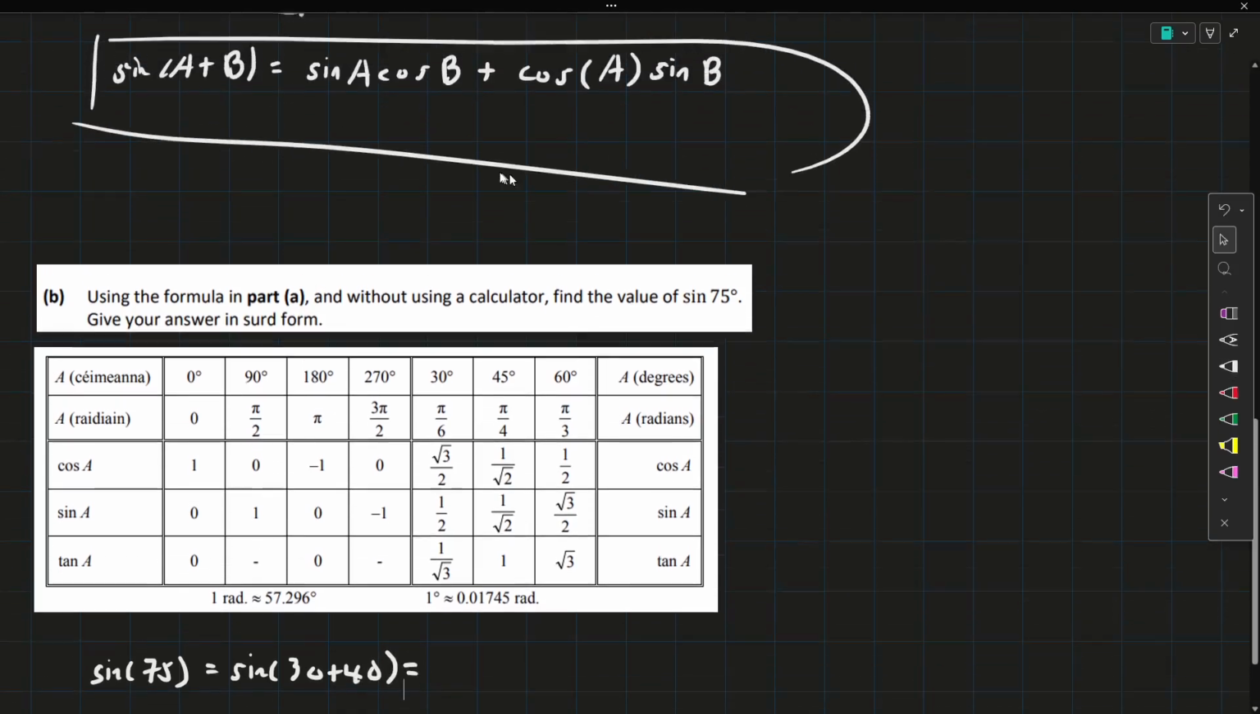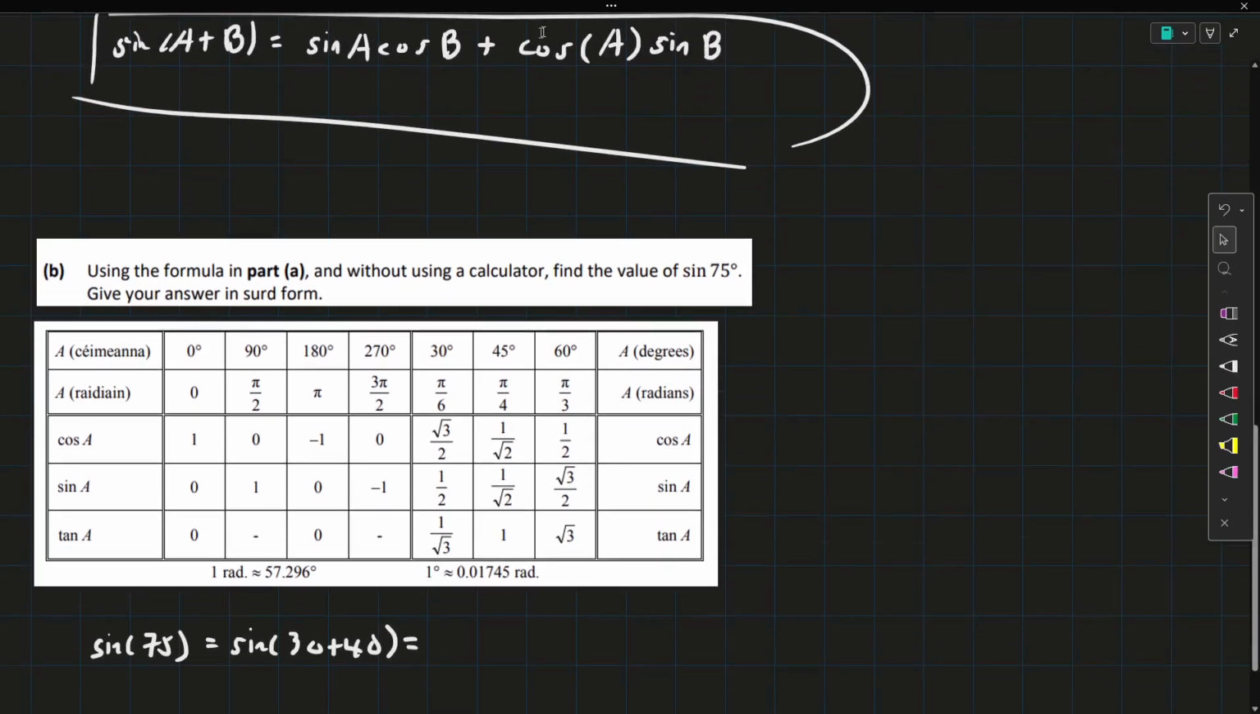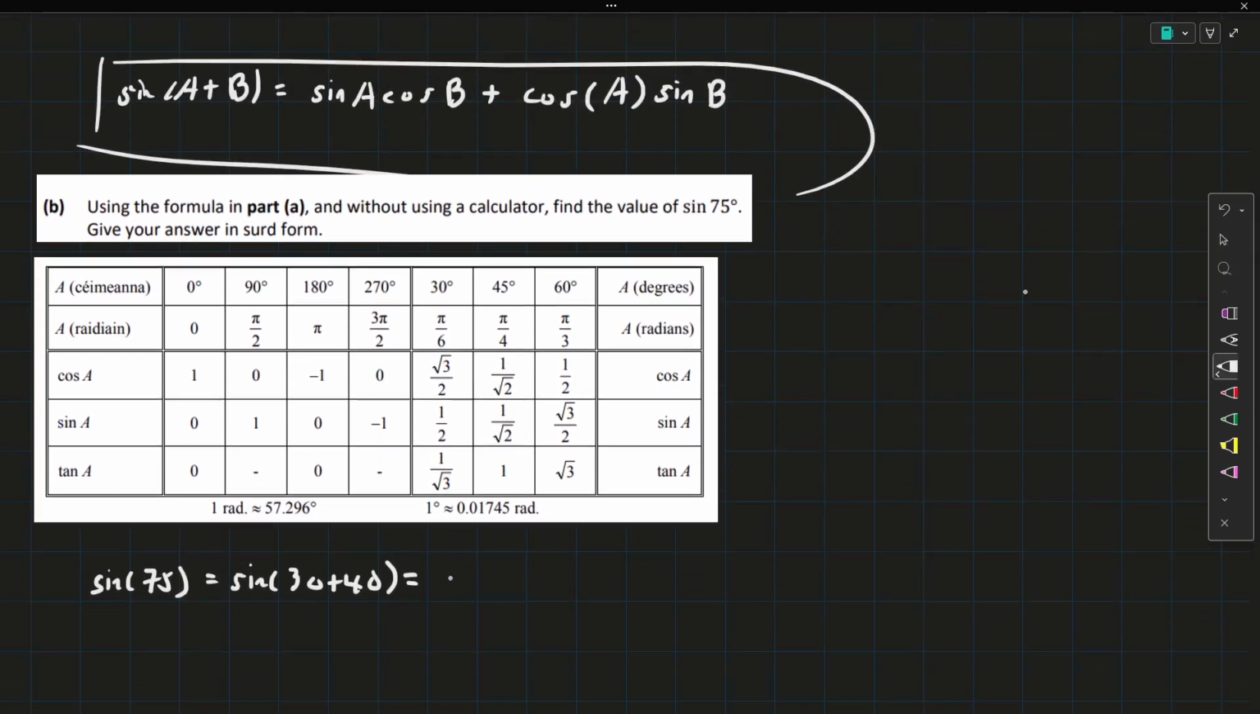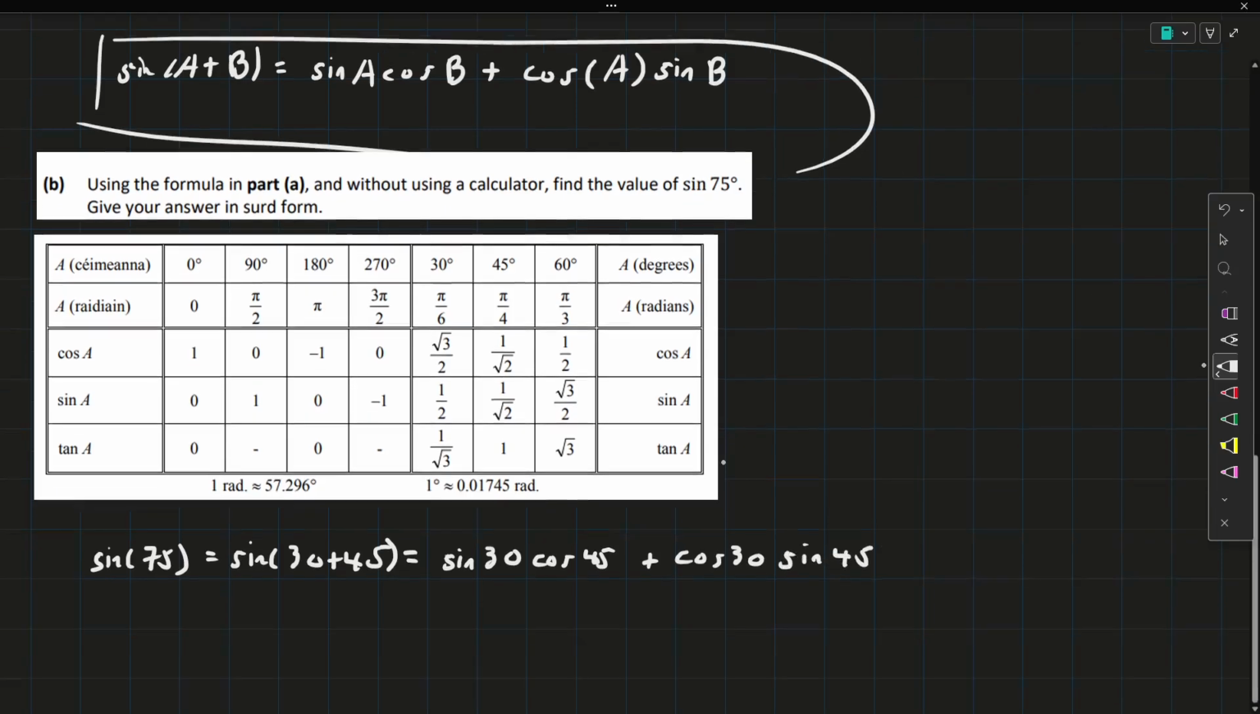And subbing into our identity up here, sine of 30 plus 45, I'll just drag this down. So then they add up to be 75, and there are also two numbers that we know from the tables book. So we'll get sine of a, so we'll get sine 30 cos 45, and then we'll have plus cos a, which is 30, so cos 30 times sine 45. And then we can figure out what those values are.